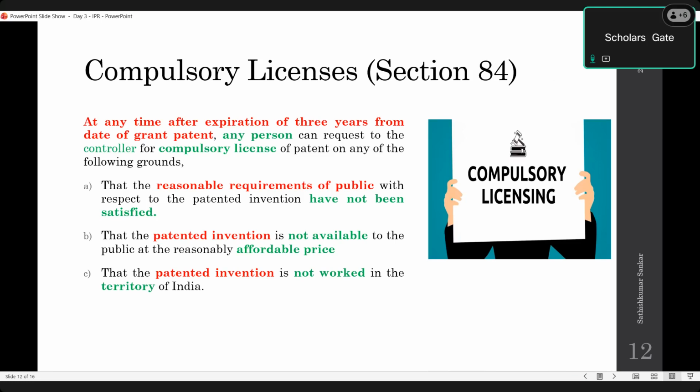Once the patent is granted, the patentee asks a higher price for selling or importing or developing the product, which means it is not possible to reach all the people in the country. So at that time we can give a request to the controller to get the compulsory license.